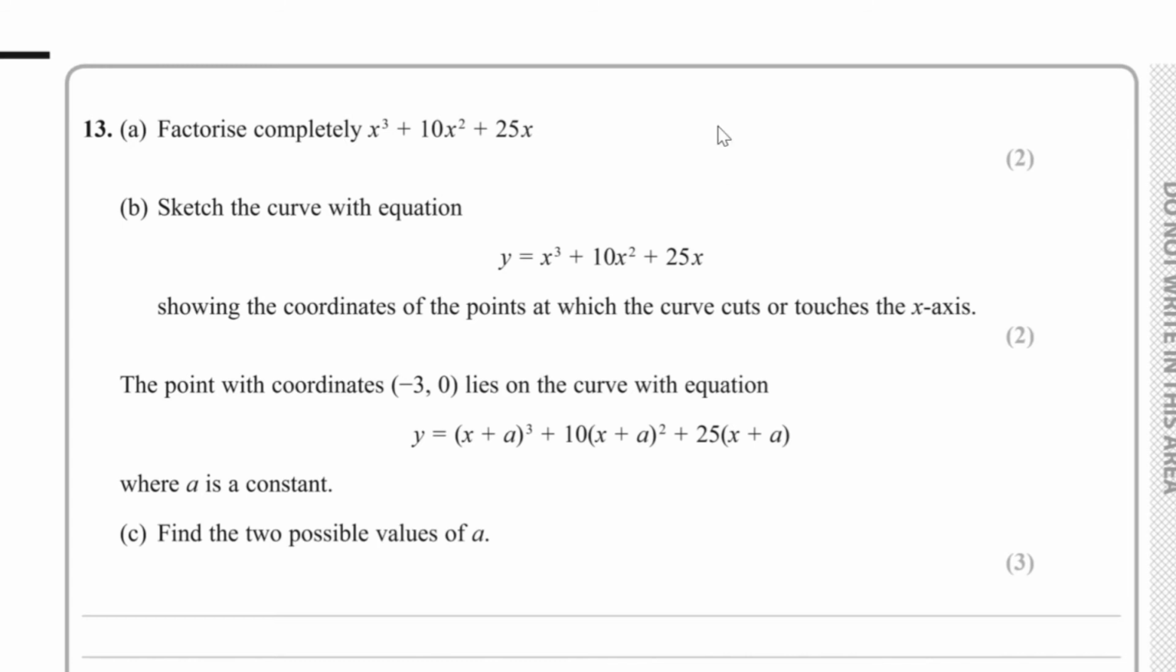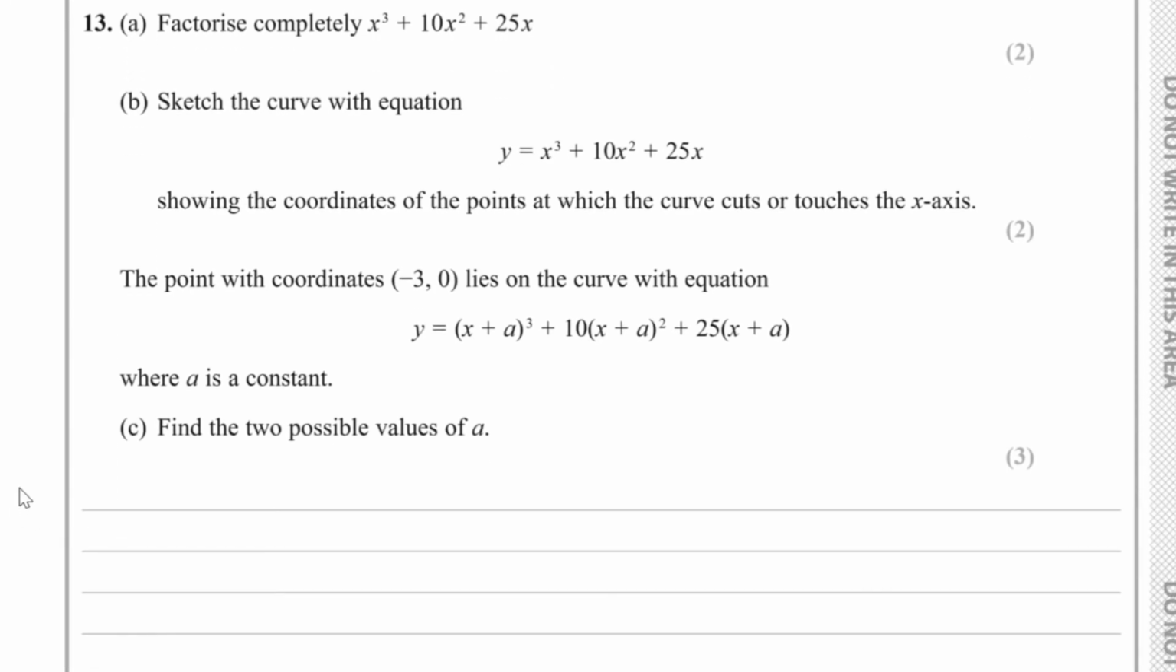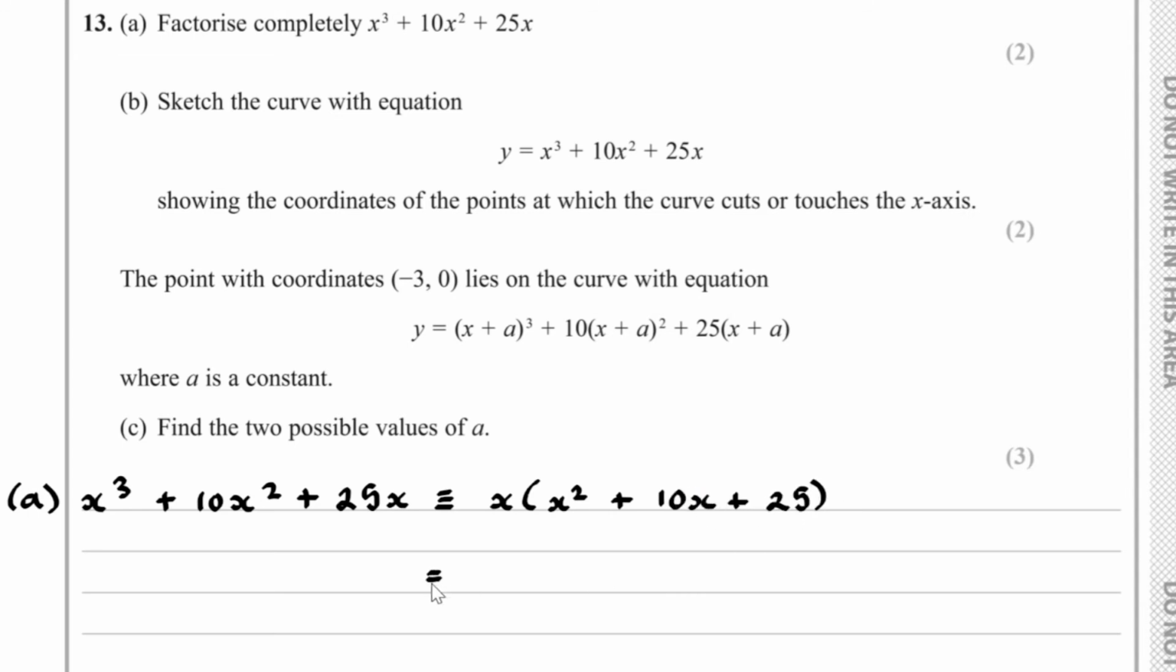Question number 13, we have to factorize completely x cubed plus 10x squared plus 25x. For part A, we begin with x cubed plus 10x squared plus 25x. And what this is equivalent to, if I factorize out an x, we've got x lots of x squared plus 10x plus 25. And x squared plus 10x plus 25 can be written as a perfect square. We've got x lots of x plus 5 all squared.